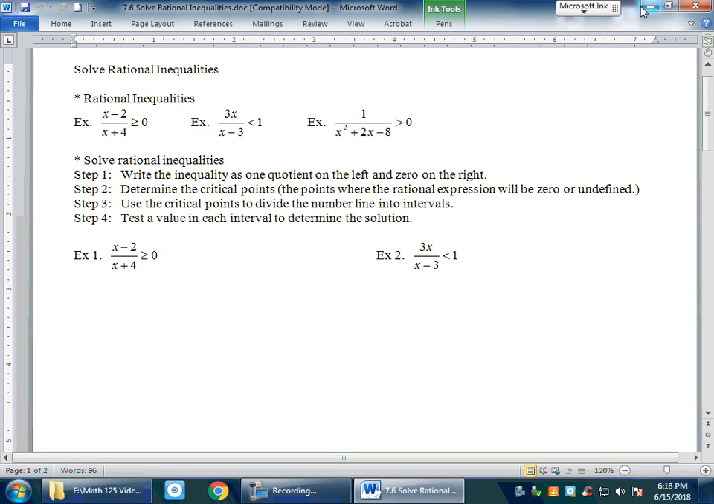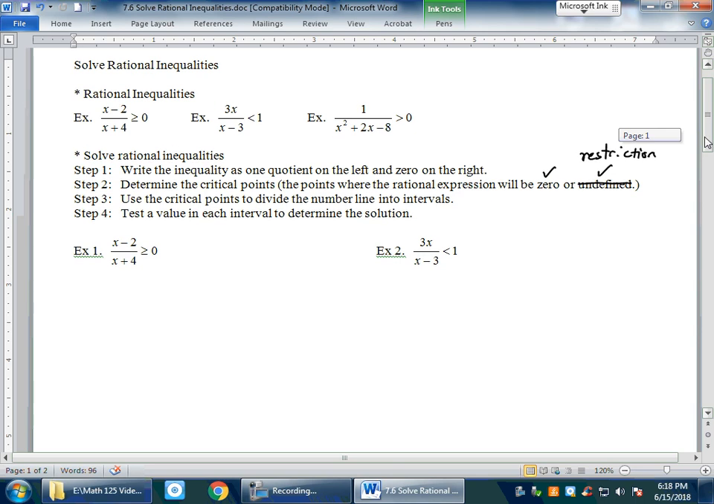Because this is a rational expression, the critical points include the zero and the undefined values, which are the restrictions. Undefined means restriction. So we'll use the terms zero and restriction. Then we use those critical points to divide the number line into intervals, and we test a value from each interval to find the solution.